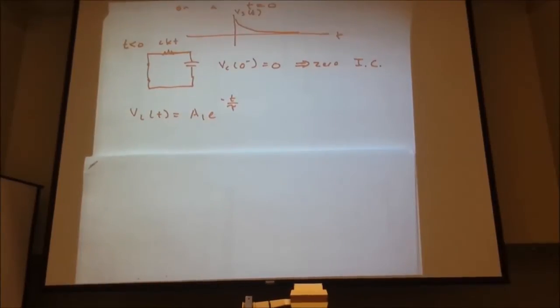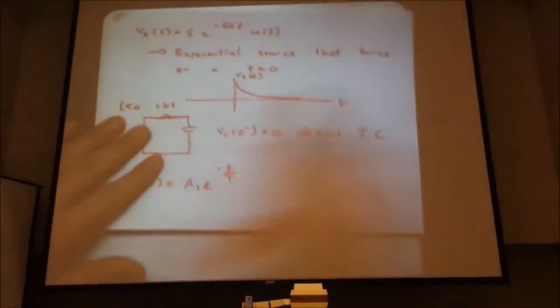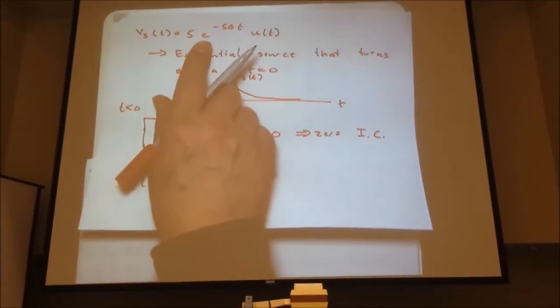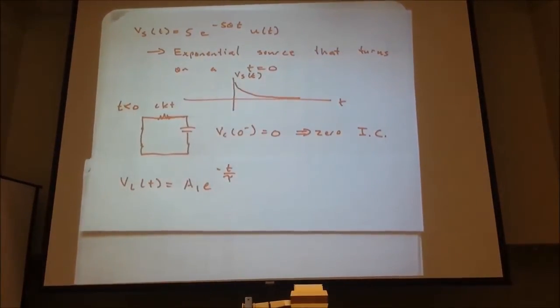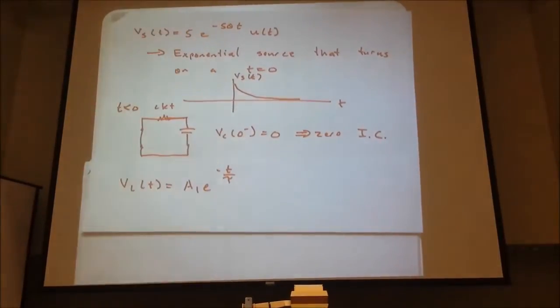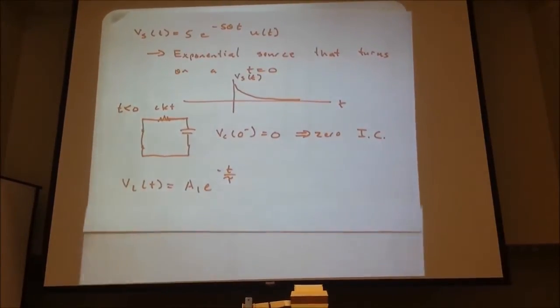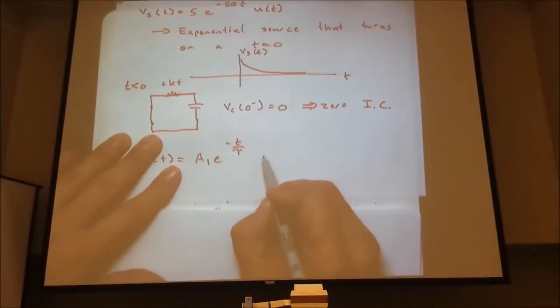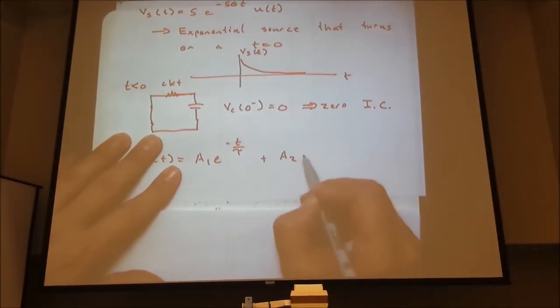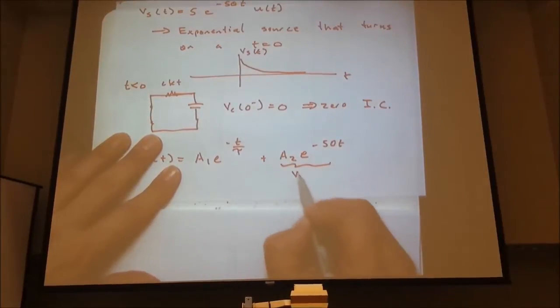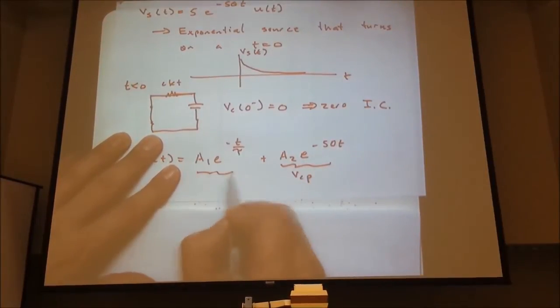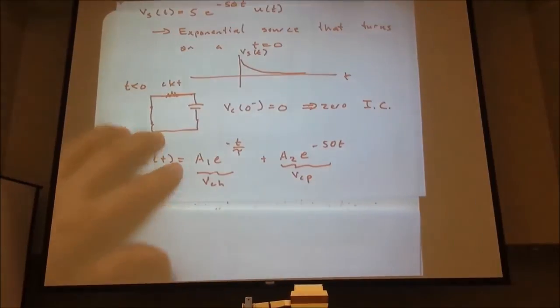What does our particular solution look like? It has the same form as the source. It has to. We don't know the coefficient, but we know the exponential argument. We know this term is an exponential. So we have plus A2 e to the minus 50t. Here's our VC particular. There's our VC homogeneous.